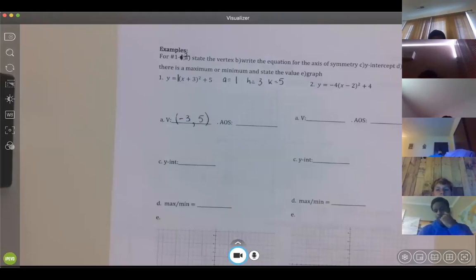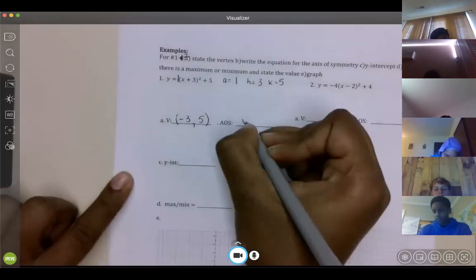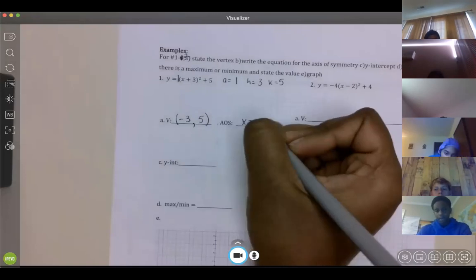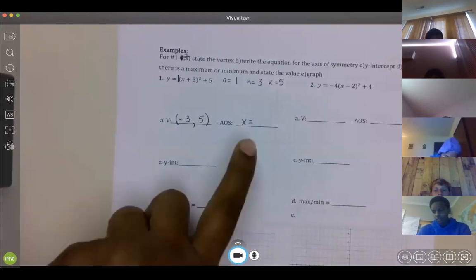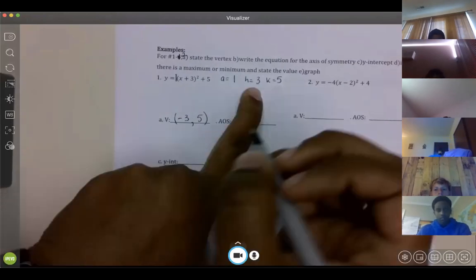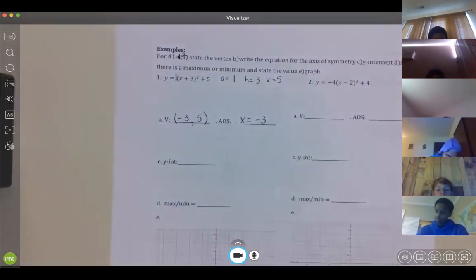Your axis of symmetry is always in the format x equals. Don't forget to include x equals. If you just give me a number for axis of symmetry, I will not count it correct. You have to include the x equals. And x equals the opposite of h. So h was positive 3, so when you put it in the axis of symmetry, it should be negative 3.